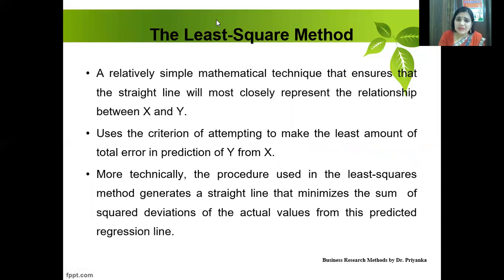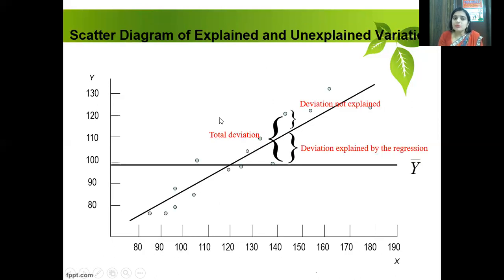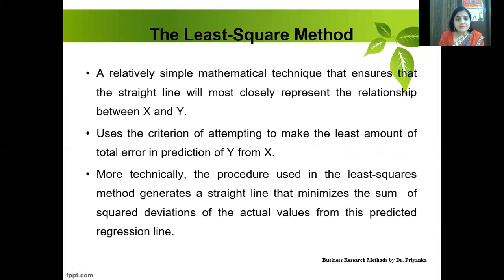Why do we use the least squares method? This is a relatively simple mathematical technique that ensures that the straight line will most closely represent the relationship between x and y. It would try to take care of all the elements, right? And it would tell you in the end that yes, this much of the deviation was explained by the equation, and this much was not explained, right? So it is important to know how much deviation is explained by the regression, and least squares tells you about that particular deviation as well.